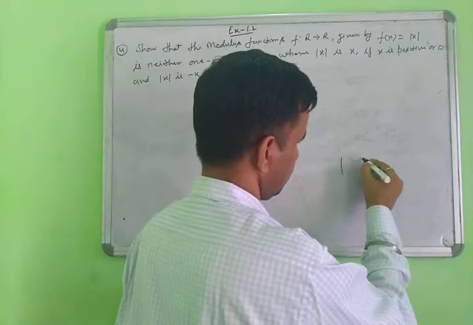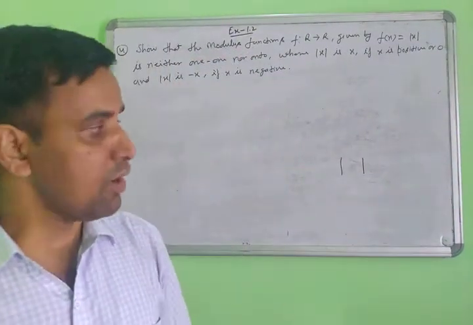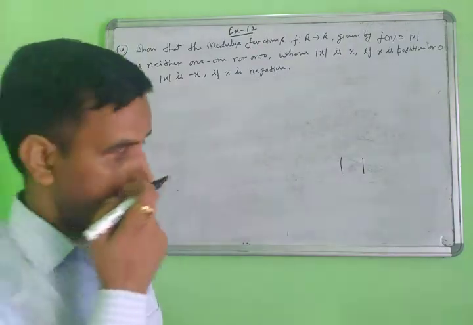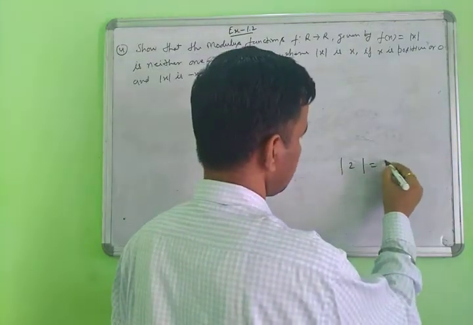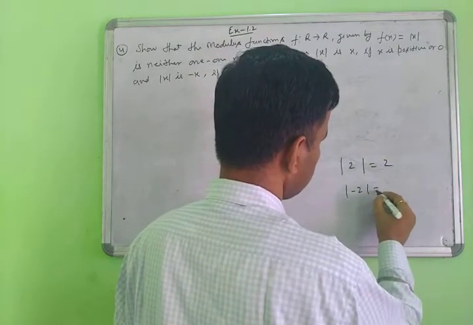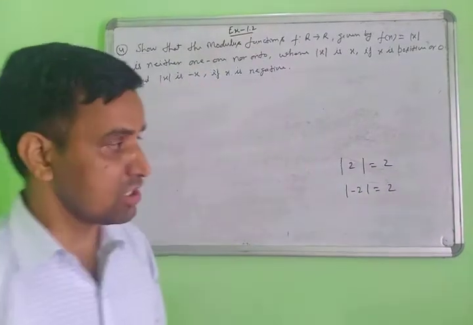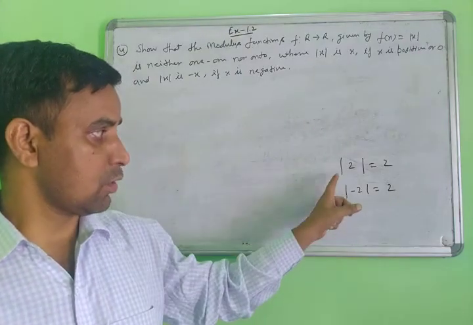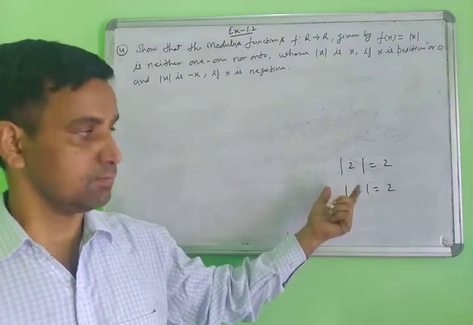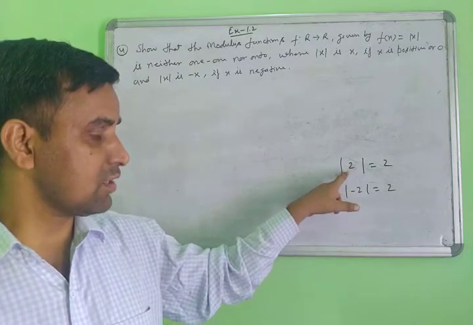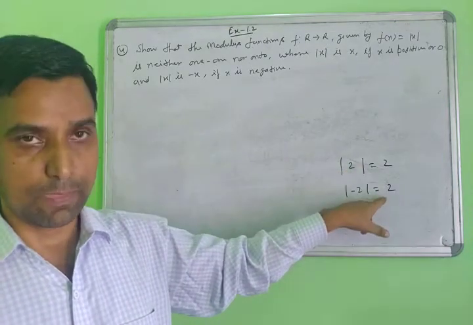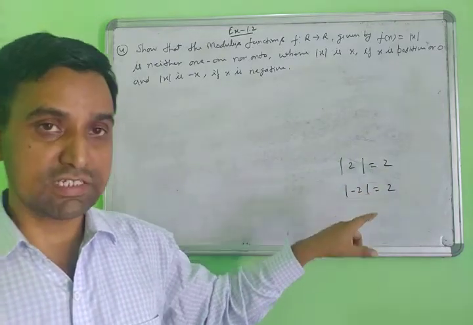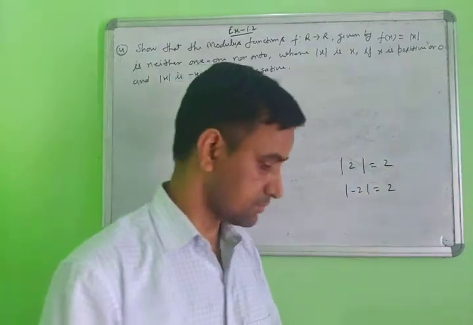When you remove this modulus symbol, the value always comes in the positive form. Suppose you write 2 here, then the result will be 2. Suppose you write minus 2, the result is always 2. The modulus function and the greatest integer function are different functions, according to symbol and according to values, both ways. The modulus function always gives the positive value when removing the modulus, and the greatest integer function is a different function.